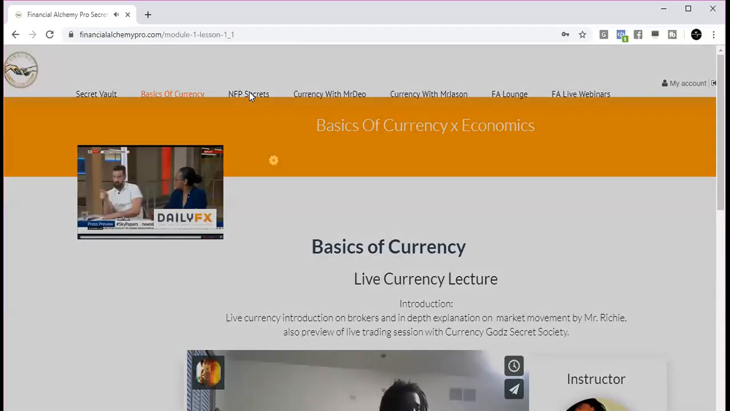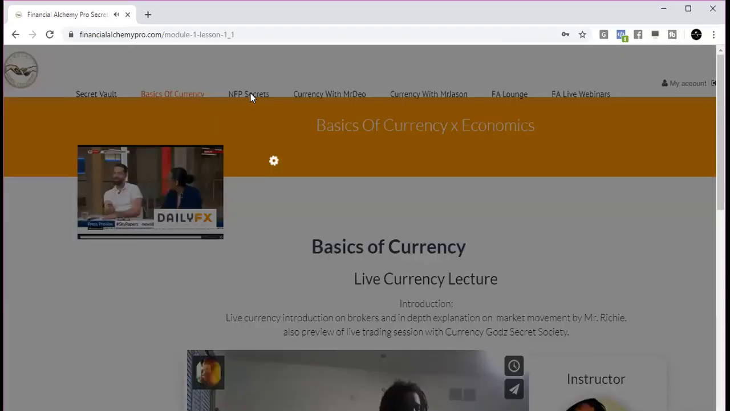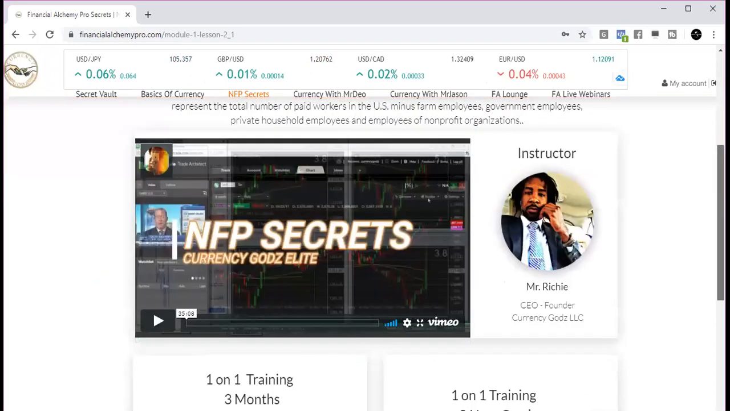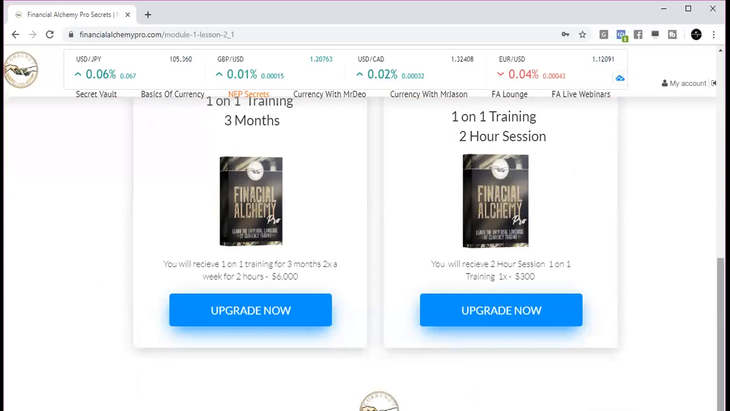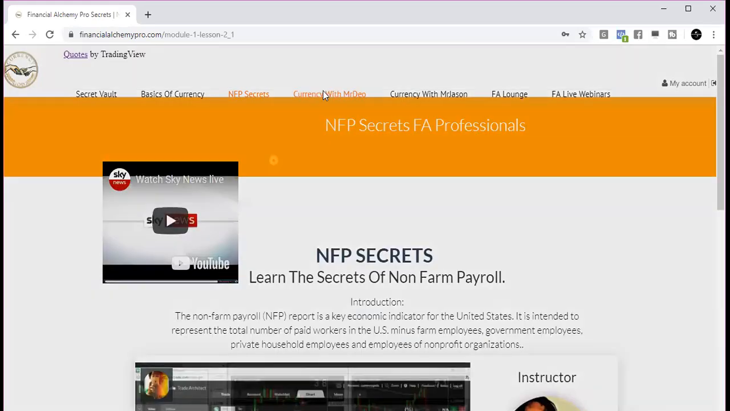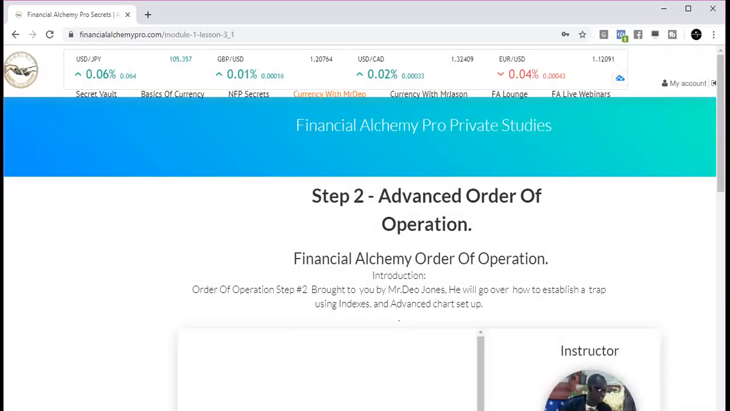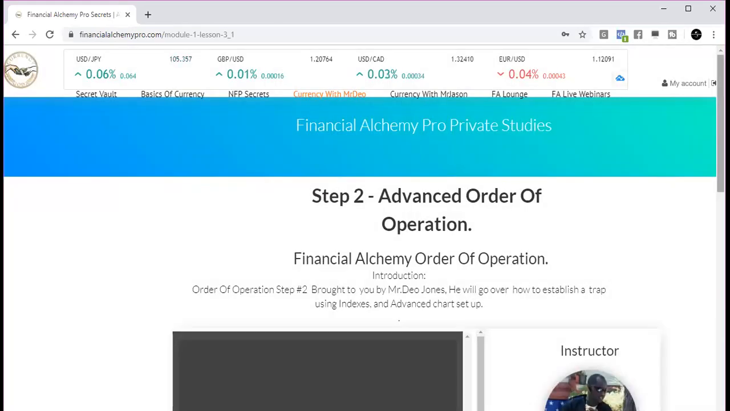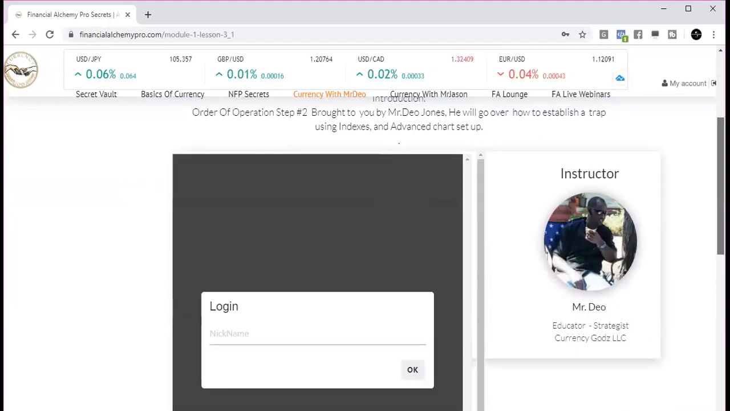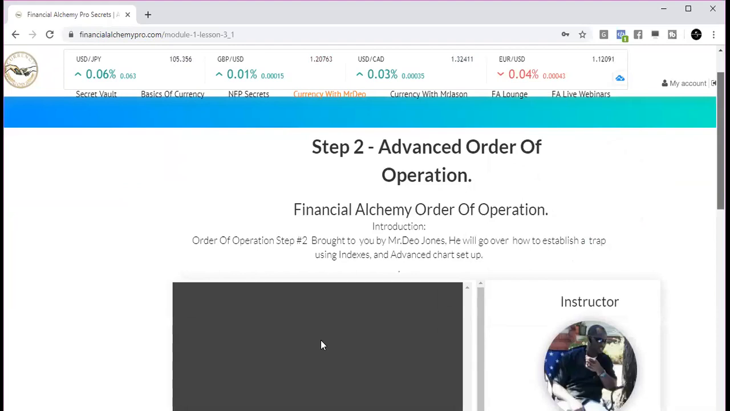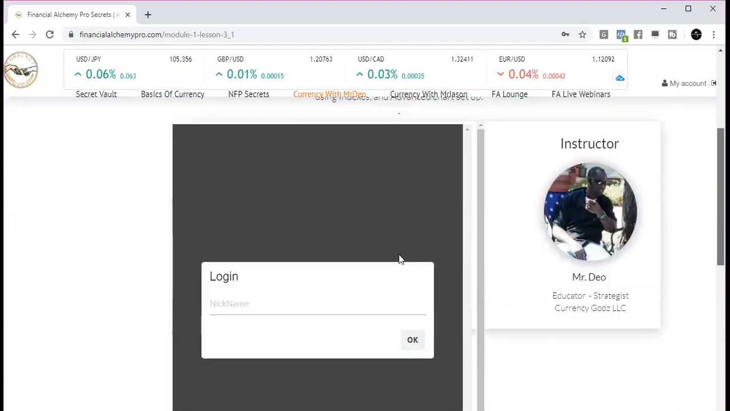The third tab here is NFP Secrets. So again, it's going to go over some of those NFP secrets. You also have upgrades down here. And we got Currency with Mr. Dio and Currency with Mr. Jason. So on certain days, these 2 instructors that get on, they'll let you know when they'll be. And the only thing you have to do is click on that tab, and basically their webinar is streamed from the back office back here.